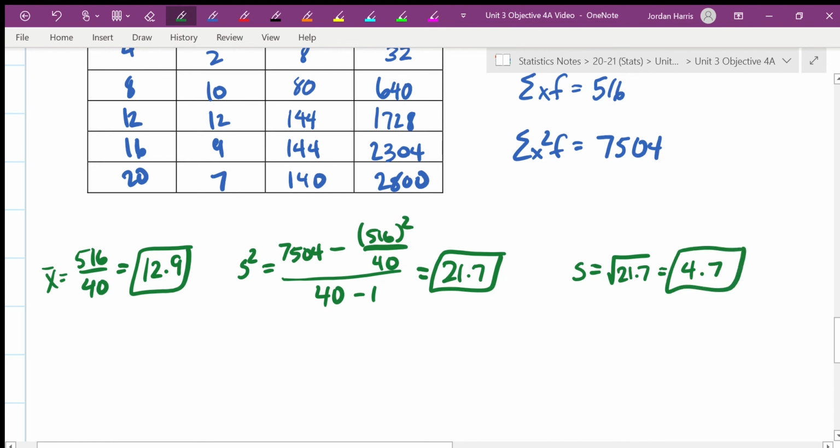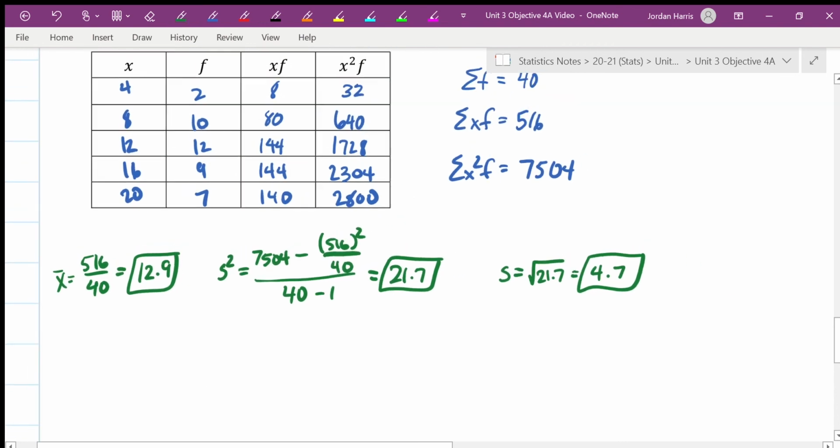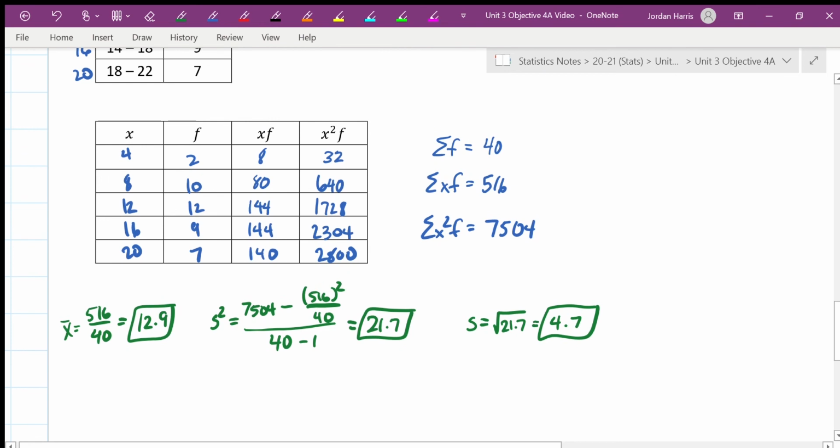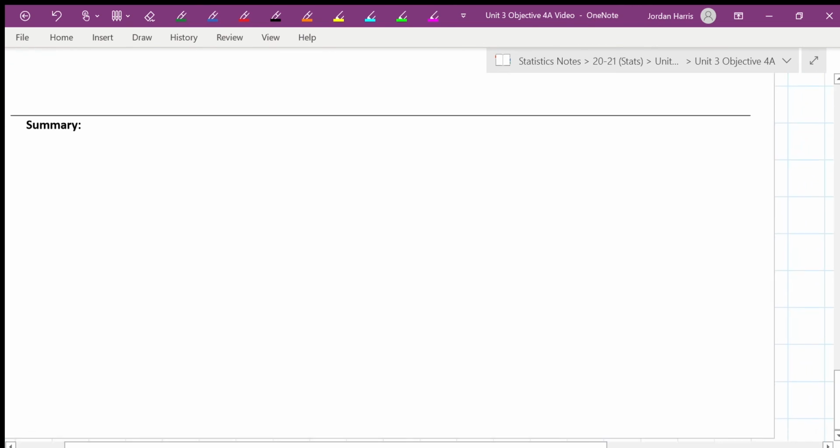Okay, so we just take the square root of that whole thing, and we get 4.7 as our standard deviation. So s, our sample standard deviation, is 4.7. s squared, our sample variance, is 21.7. And x bar, our sample mean, is 12.9. Okay, so that's looking at mean and variance and standard deviation when we have frequencies given, not just single data points listed. We have data points and the frequency listed. Okay, so make sure you write your 3-sentence summary.